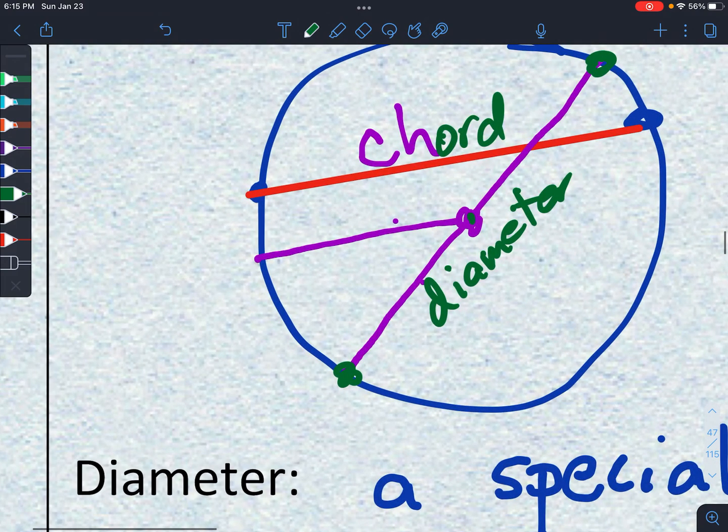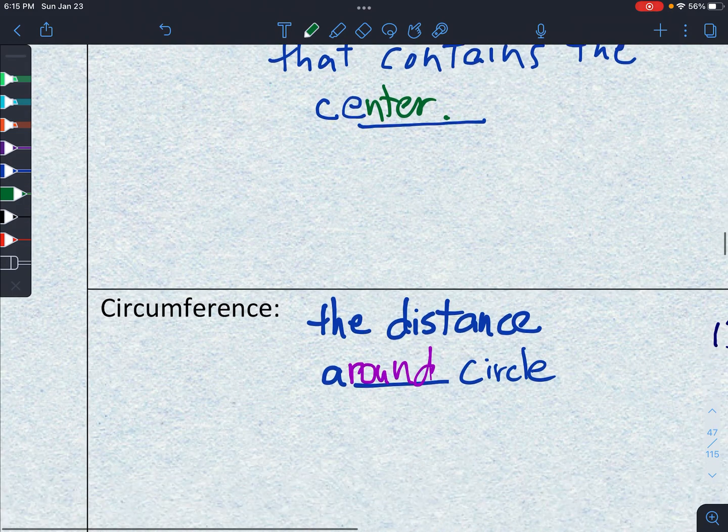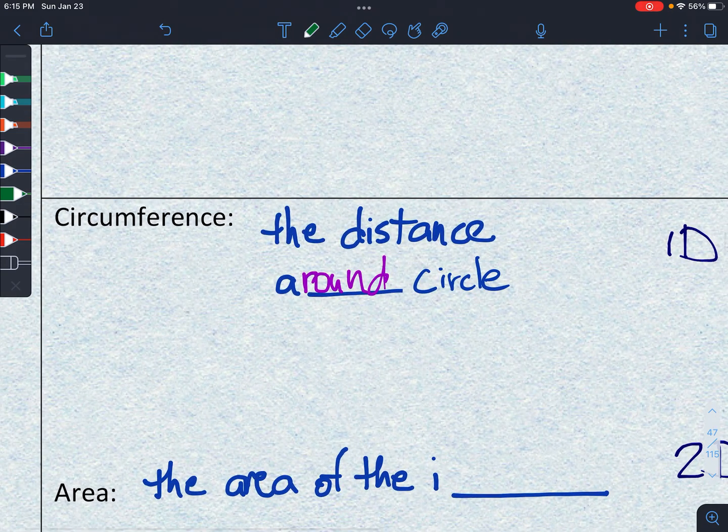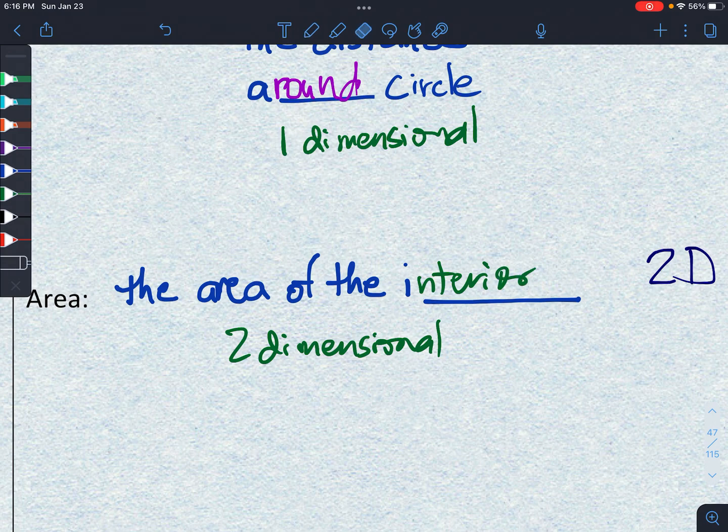And then a radius goes from the center, obviously, to the edge. So that is not a chord. Circumference, the distance around. Keep in mind, this is a one-dimensional shape, whereas the area is a two-dimensional shape. And obviously that is the area of the interior of the circle.